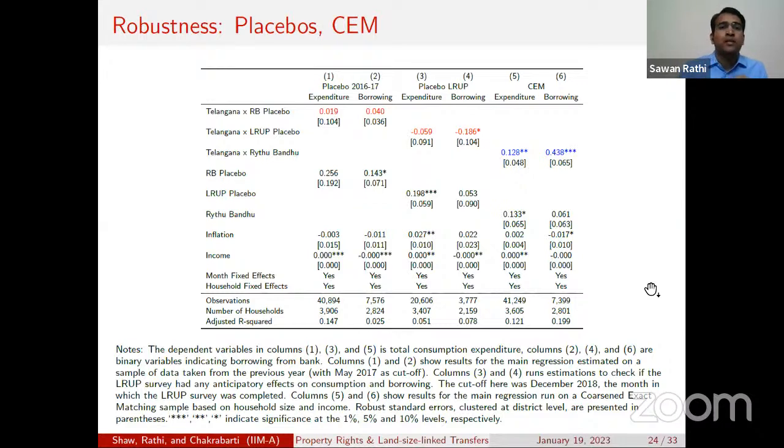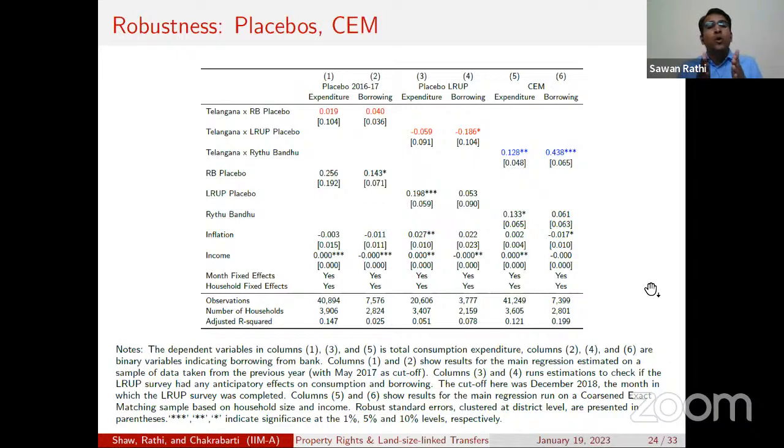I'll go slow and explain this. So column 1 and 2 is basically showing a placebo 2016-17. What does it mean? There could be questions coming up in people's minds that, oh, it is farming money that could have happened. Kharif crop comes at a particular time, Rabi crop comes at a particular time, and probably the months that you are studying are the months where the money from the crop has come, and therefore the expenditure has increased, and therefore the borrowing would have changed.